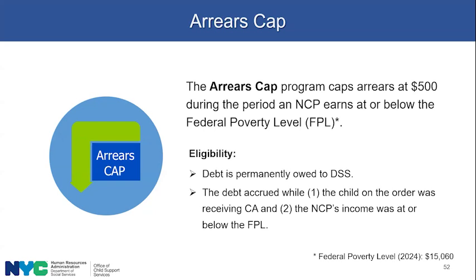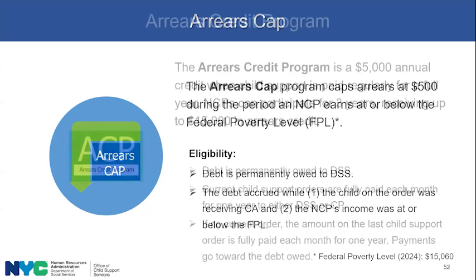Eligibility for the program: the debt is permanently owed to DSS, the debt was accrued while the child on the order was receiving cash assistance, and the NCP's income was at or below the federal poverty level. Okay, so that's arrears cap. Next up, we have arrears credit.